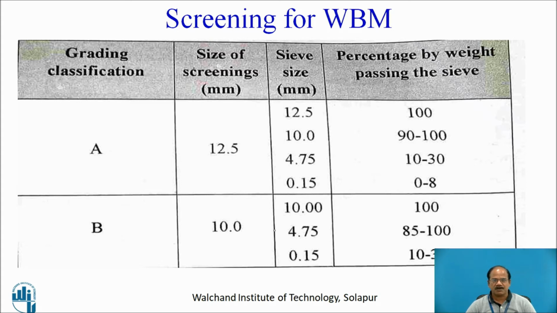So there are two types of grading classification for the screening. One is A type, other one is B type. Size of screening is 12.5 mm and 10 mm respectively. Similarly, sieve sizes ranging from 0.15 mm to 12.5 mm are suitable for this particular work, and percentage by weight passing through the respective sieves has to be ranging from 8% to 100% as per the given sieve sizes.